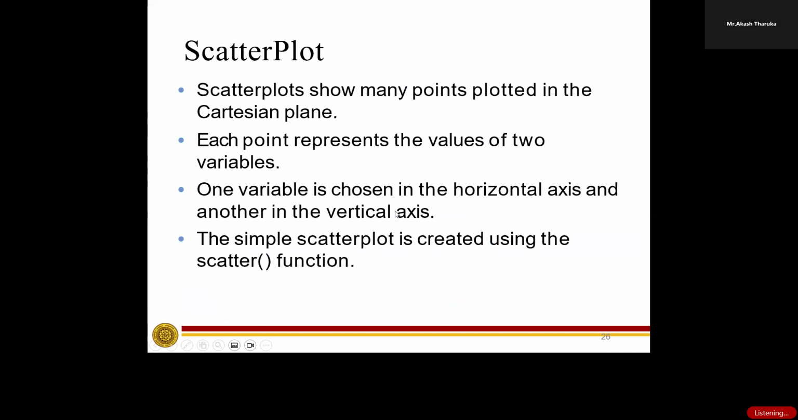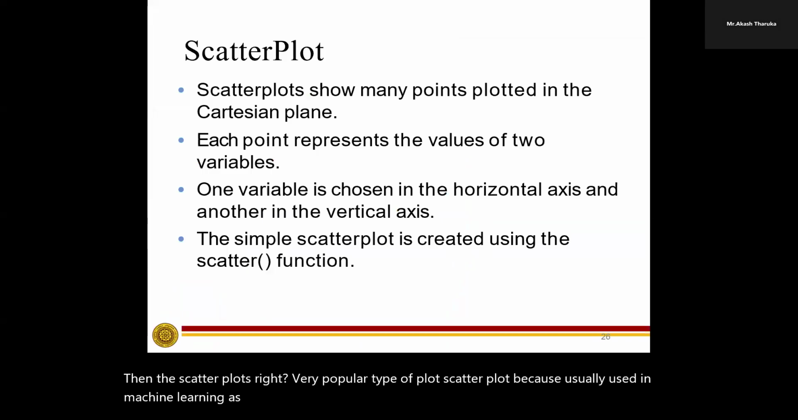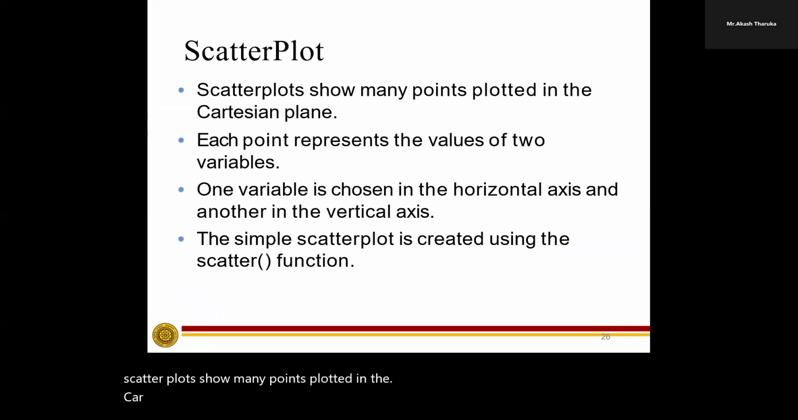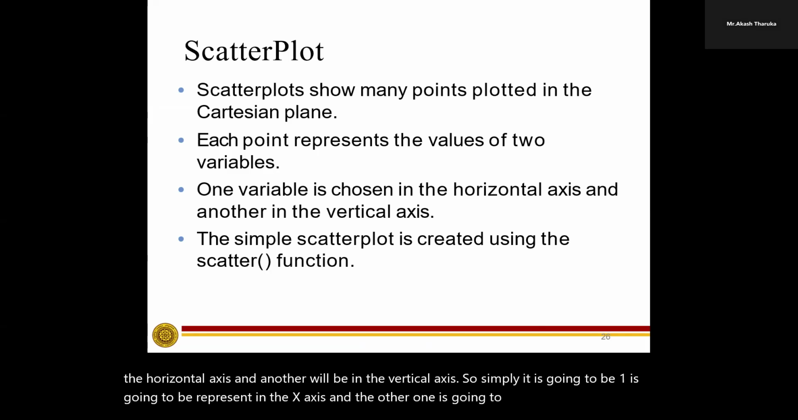So this is how it looks. Then the scatter plots, right? A very popular type of plot, the scatter plot, because it's usually used in machine learning as well. Scatter plots are used to find clusters and relationships between variables. Scatter plots show many points plotted in the Cartesian plane, and each point represents the values of two variables. One variable is chosen on the horizontal axis, and another on the vertical axis. So simply, one is going to be represented on the x-axis, and the other one on the y-axis.